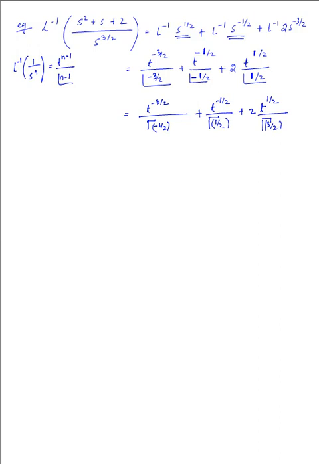Now all of these have values. T raised to the power minus 3 over 2 remains as such. For gamma minus half, we have the value to be equal to minus 2 root pi, and for this we have t raised to the power minus half. This is simply root pi, and for the third term, that is 2 times t raised to the power half, this is half gamma half, which is half times root pi. So root pi remains over here, the half term gets multiplied at the top, so we have 4 times t raised to the power half divided by root pi.